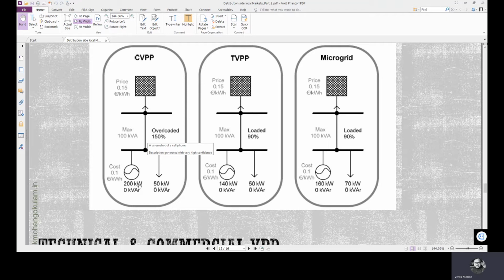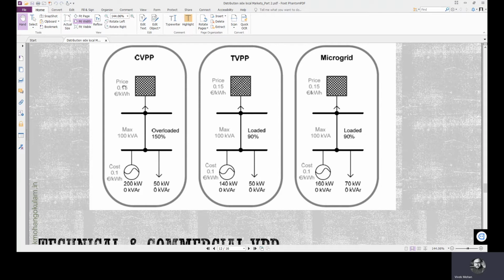Now the local generation is 200 kilowatts. The cost of generation here, this can be cost or price, is 0.1 euro per kilowatt hour. Here the load is 50 kilowatt hours. So basically 200 minus 50, 150 is pumped to the grid. So the line is overloaded by 150%. Now the concept here is that the system is always looking for cheaper power. This is commercial, so the commercial objective is emphasized here.